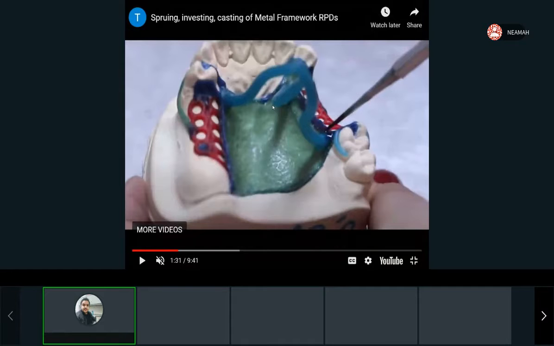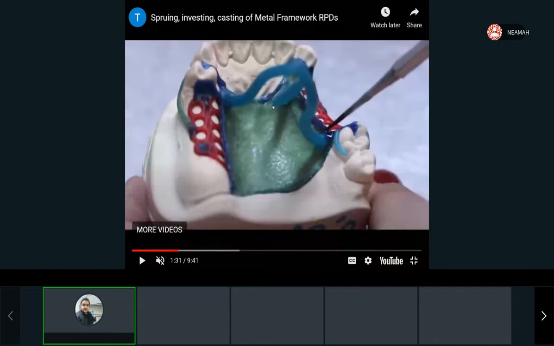We put it in an oven that is so hot that it will evaporate all of the wax in there, okay? So what will remain? An empty space where the wax was before. Does that make sense? Right? So we put it in the oven, it will burn out all the wax, and then just an empty space will remain. Within that empty space, we'll pour a molten metal, and that metal will create the partial denture.